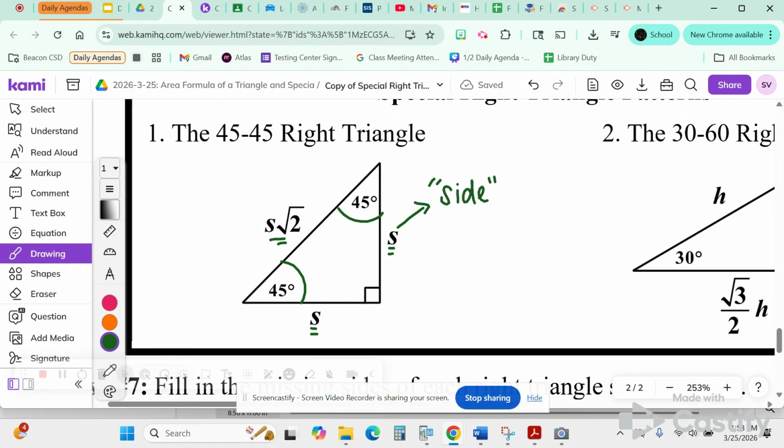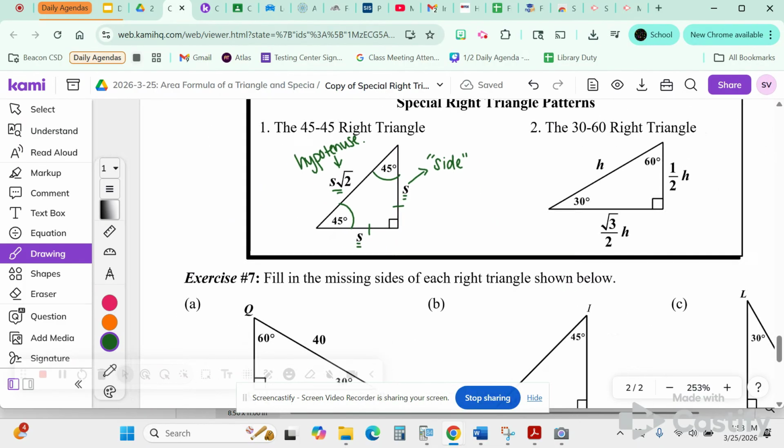Okay. So if you have two sides that are the same, it makes it an isosceles right triangle, which also makes sense because you have two congruent angles in there. So the two sides that make up the right angle are going to be the same measure in a 45-45 degree triangle. The hypotenuse is just the side length, but you have the square root of 2 attached to the end of it. That's all. So let's take a look at this example that's right below.